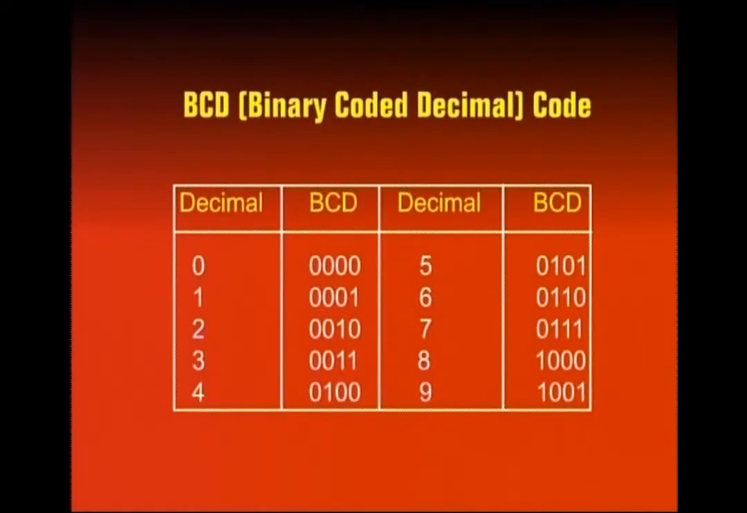Let us first consider the BCD code. As I had said earlier, BCD code represents the decimal digits 0 to 9. So a 4-bit BCD code 0000 represents decimal 0 and 1001 represents decimal 9. A 4-bit binary code can represent up to 16 different values. The first 10 binary codes represent the decimal numbers 0 to 9. The remaining 6 codes 1010, 1011, 1100, 1101, 1110, and 1111 are considered to be invalid BCD codes.